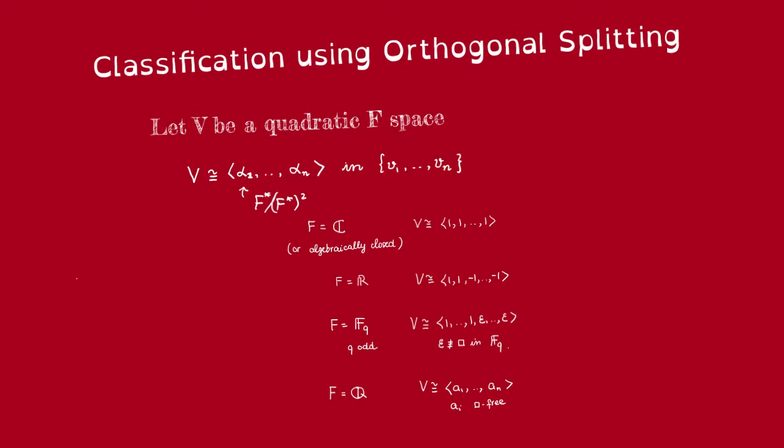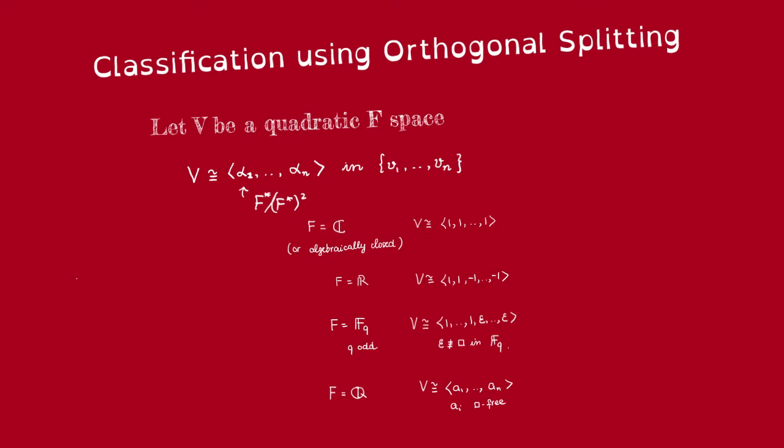Now the claim here is that these alpha i's are only determined up to a square. That is, if we change alpha i by a square of a unit in F, then that does not change the isometry class of V. And this gives us a way to classify the quadratic space V over different fields.